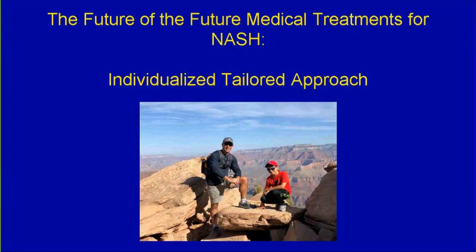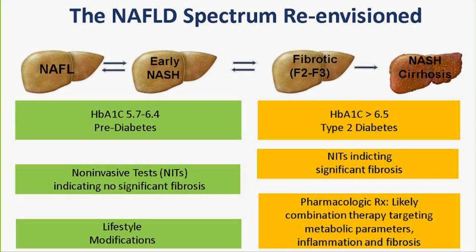So what do I think the future of NASH treatment is going to be? It's going to likely be a tailored approach, as we started to kind of hint at earlier. And I think what we're going to have to do, unfortunately for now, is still do biopsies, but get an idea of where your patient sits on this spectrum. And if they're very early, just work on the risk factors, the diabetes, the obesity, the hyperlipidemia, lifestyle modifications. But once you start to get over here with the more advanced fibrosis, we're going to have to start to think about medicines that do three things. Maybe work on the metabolic parameters, decrease the inflammation, and ultimately decrease the fibrosis.